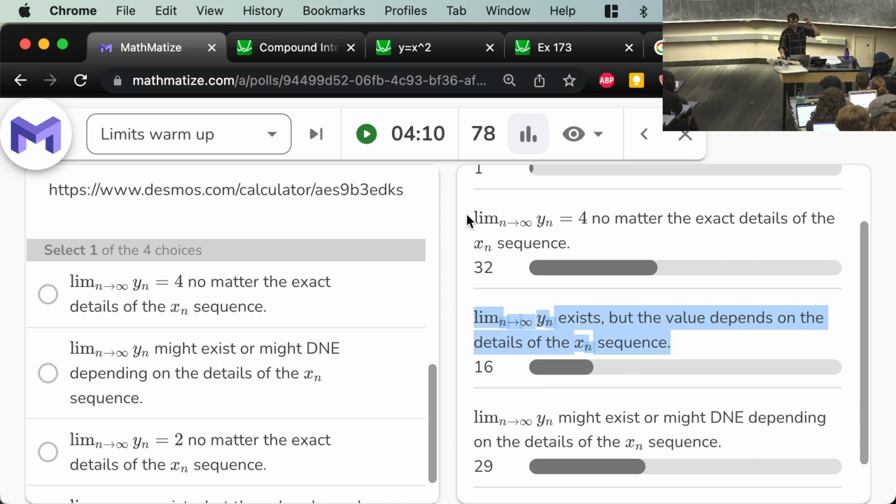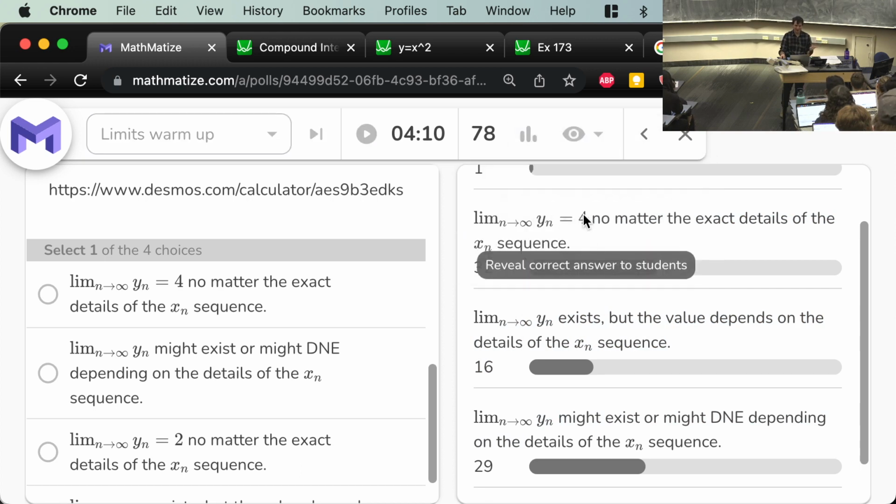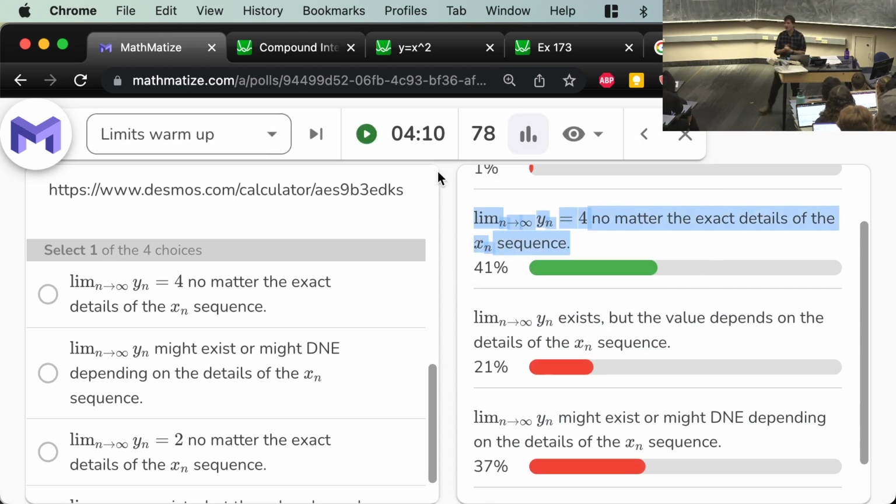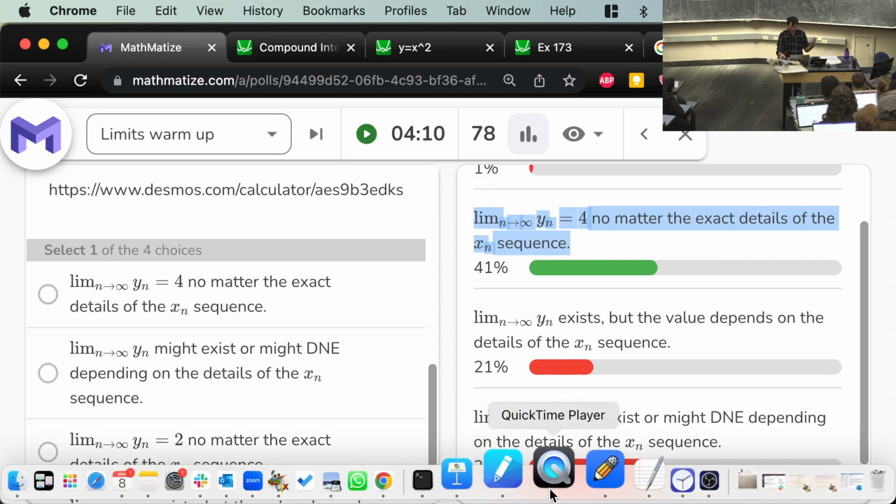Out of 78 people, we got 32 to 16 to 29 on these possible things. Is the limit always 4, or is it sometimes 4? Or is it sometimes not even existing? The correct answer is that it is always 4. The limit is always 4. And I said you have a tool in your toolbox of being able to do this.